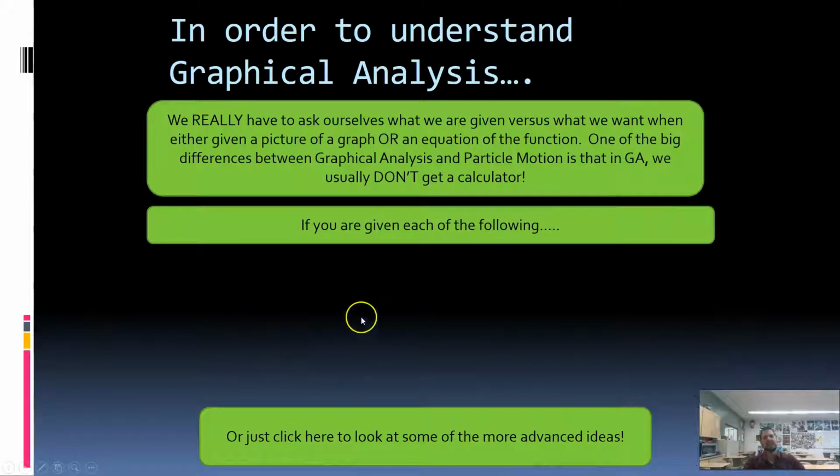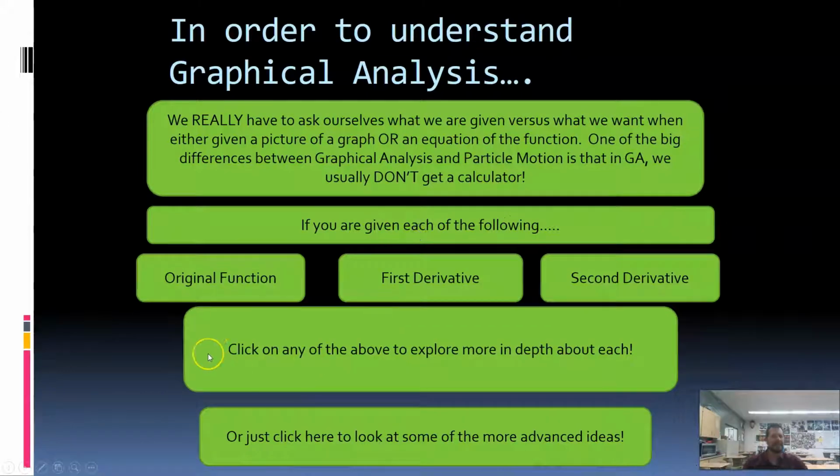So what we're going to do is go over these different ideas. Again, you'll be given a picture of a graph. And sometimes it's the original function, sometimes it's the first derivative. Every once in a great while it's the second derivative, although honestly that doesn't happen very often. So let's take a look at what's happening with each of these.